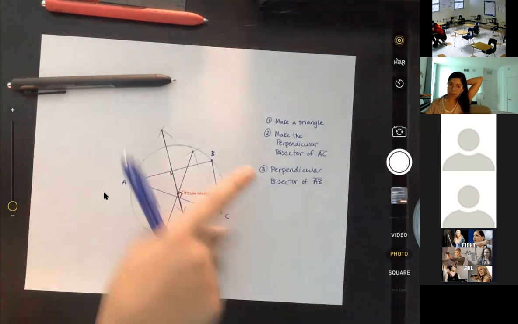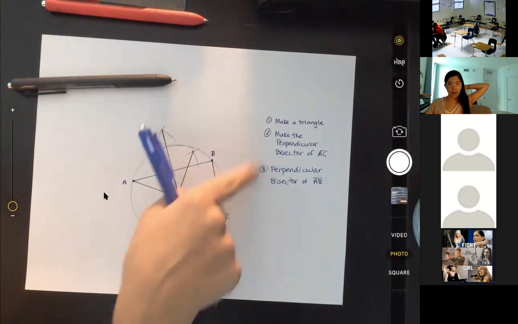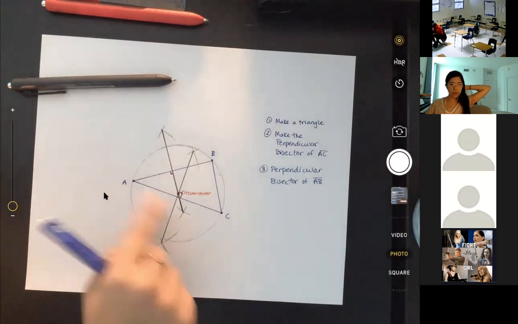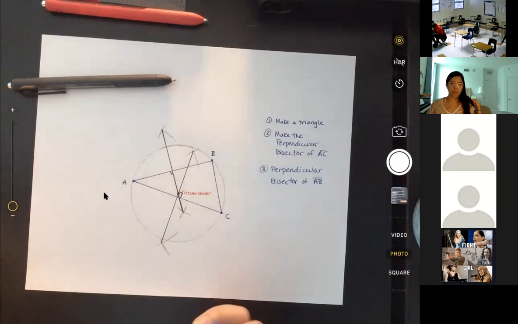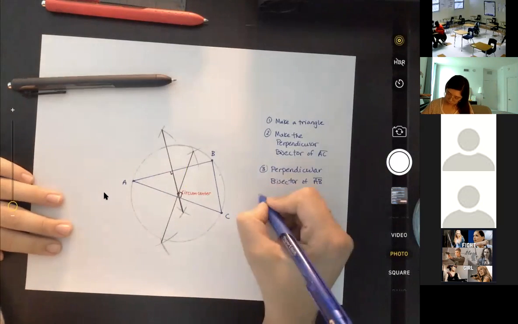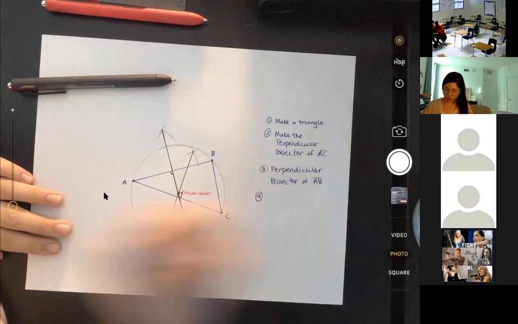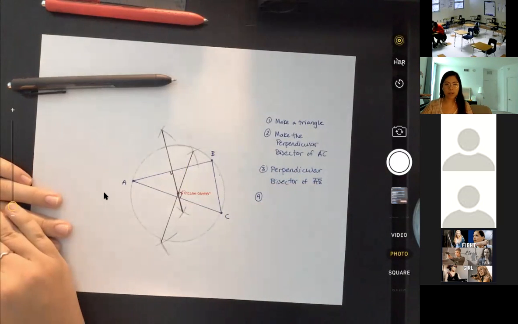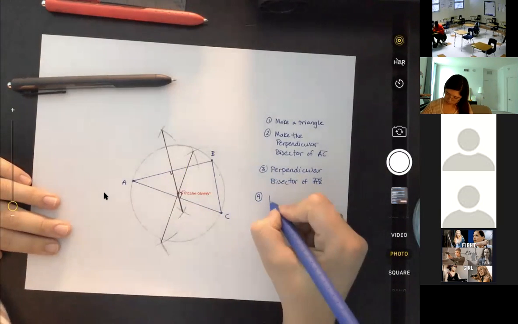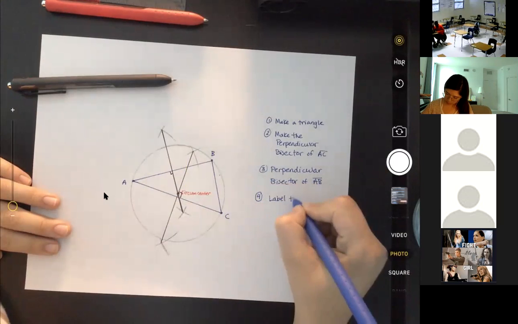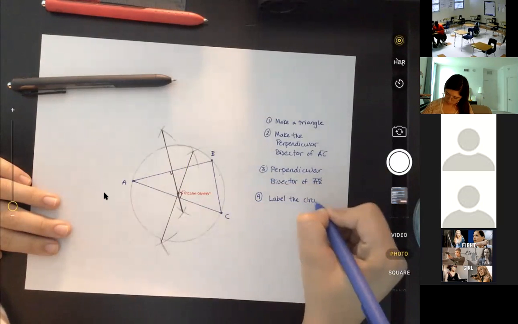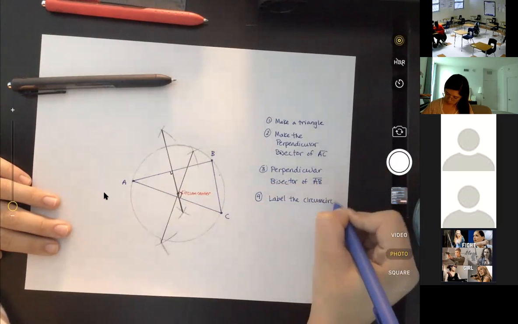So you're going to make two perpendicular bisectors. You can choose which two of these three sides you use for them, but as long as you make it twice, you're good. What was step 4? Once I made those two perpendicular bisectors, what did I do? You make a circumcenter. So label the circumcenter. Then you make a circle that passes through all three vertices.